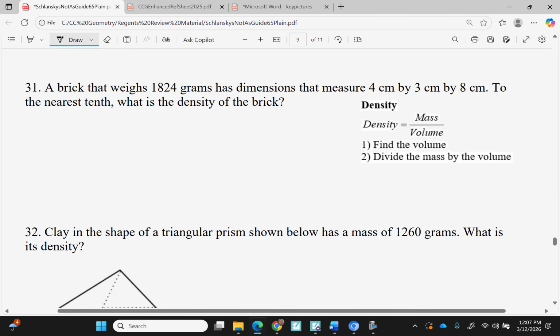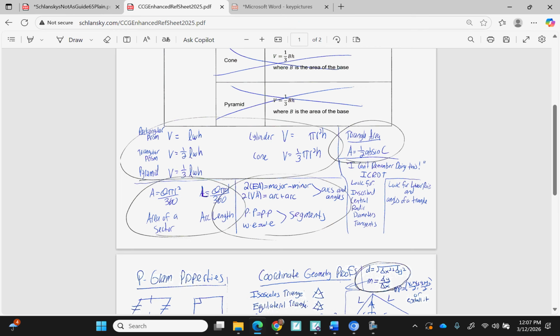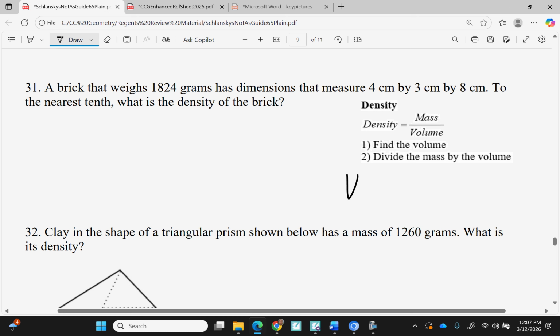Density is mass over volume. So I'm going to start by calculating volume. Again, you need to know your volume formulas. We talked about building this last in the guide to 65 video. You need your volume formulas. So we build those. Volume of a rectangular prism is this particular one. So I write down the formula for the volume of a rectangular prism. Length times width times height.